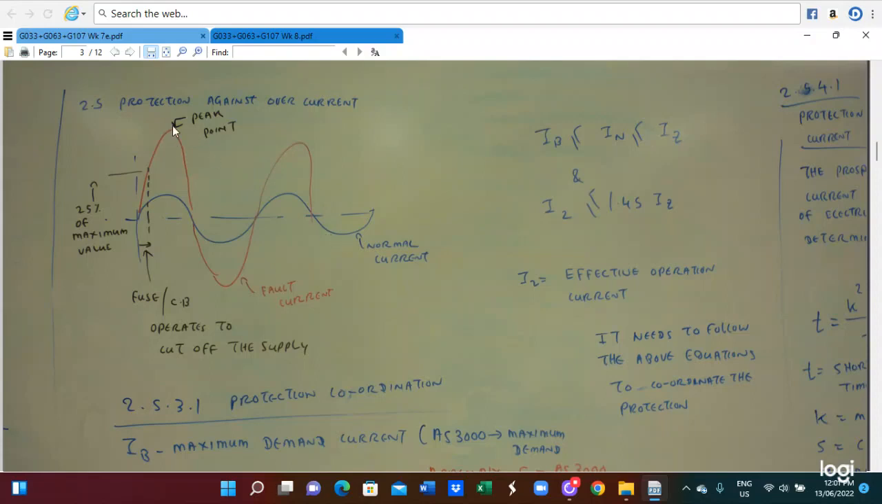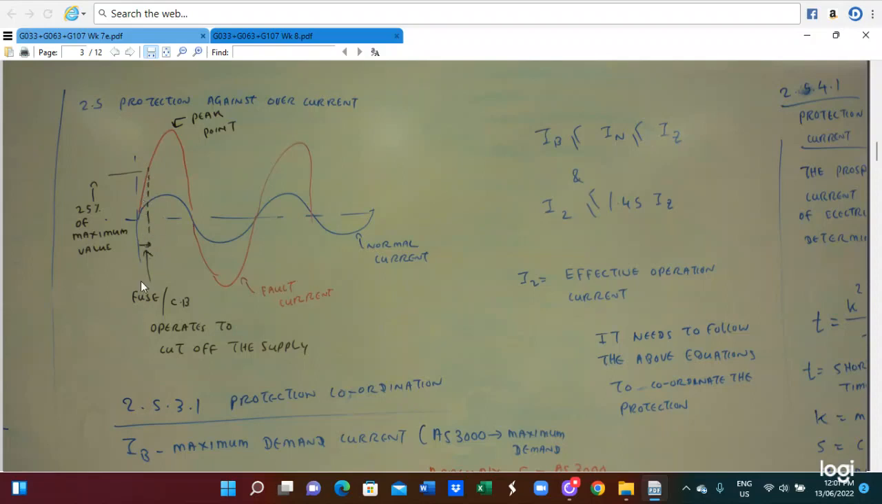So when the fault current is higher, it happens. So we have to protect against the fault. We cannot allow the fault current to reach a maximum point. When the fault current reaches a peak point, the equipment has already been blown out. So the circuit breaker should disconnect the supply when the fault current reaches 25% of the supply.